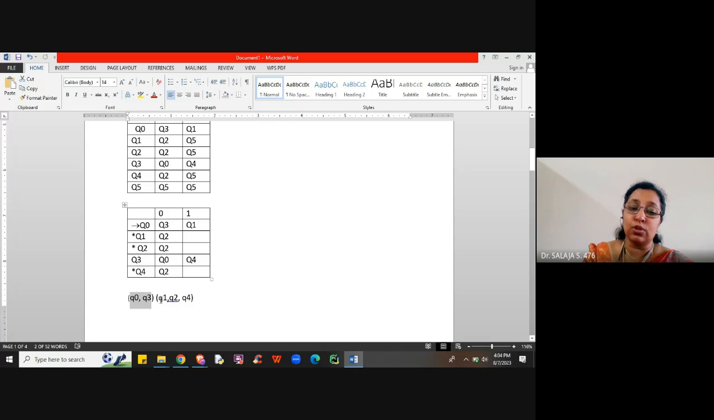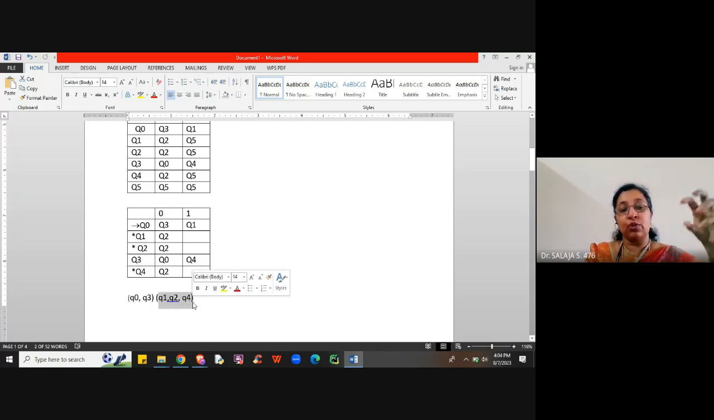Q0 on 1 moves to Q1, which is in, if I take this set as group 2, group 2. We'll talk in terms of groups and not in terms of states. Q3 on 1 moves to group 2. So on different input symbols, they move on to the same set of groups.